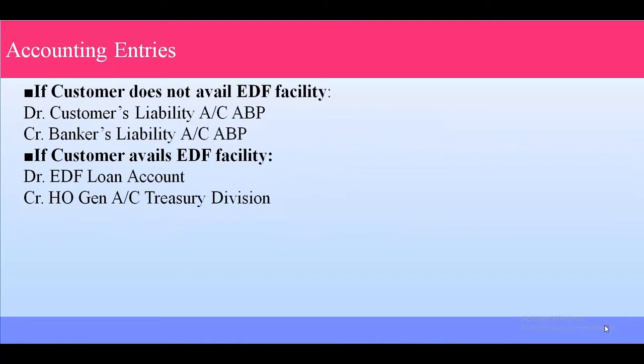If customer does not avail EDF facility: Debit customer's liability account ABP. Credit banker's liability account ABP. If customer avails EDF facility: Debit EDF loan account. Credit Hogen account, Treasury Division.